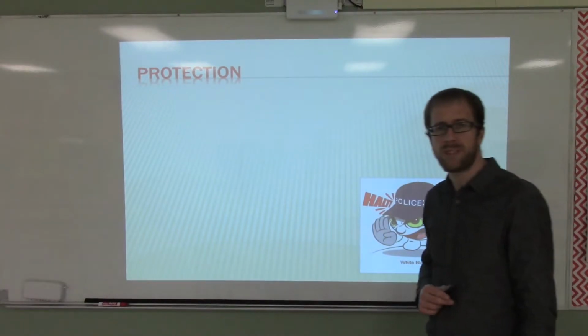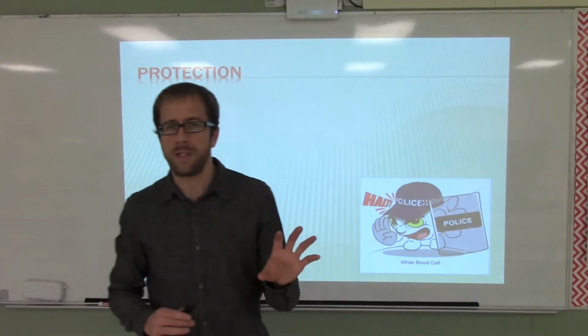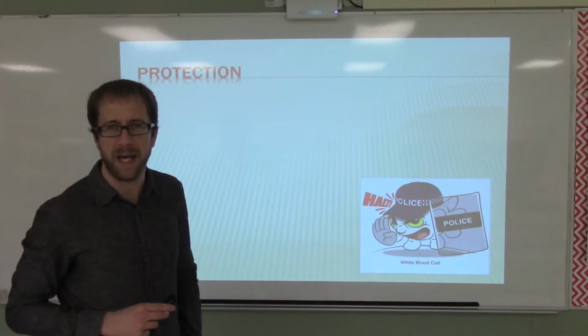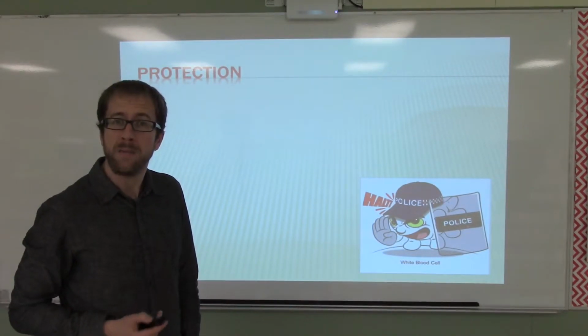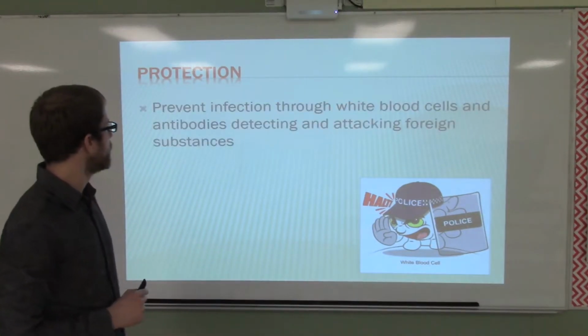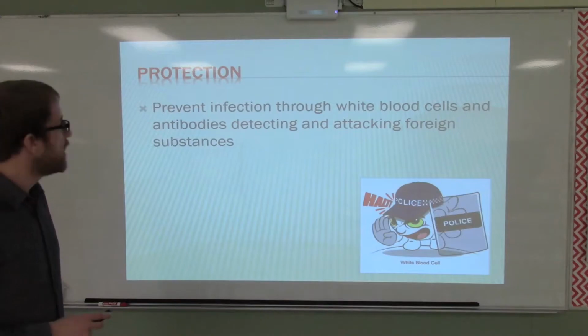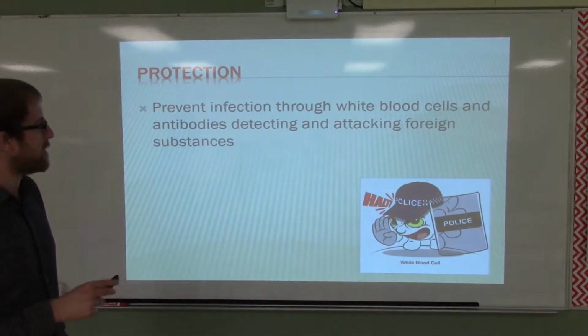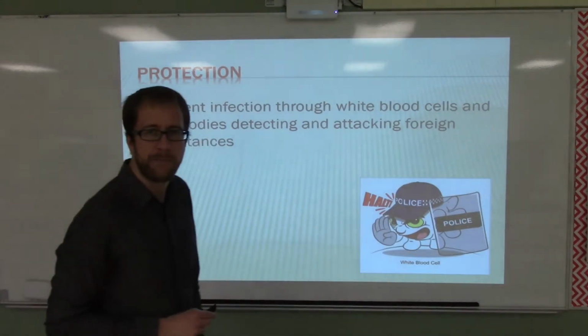It's also involved in protection. We're going to do a whole entire unit on the immune system, especially because of what's happening in the world right now. But your blood has a major role to play because it houses a bunch of white blood cells. And what does your immune system do? Prevents infection through white blood cells and antibodies, detecting and attacking foreign substances.